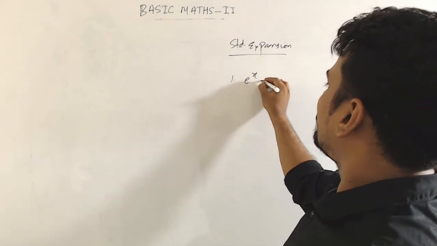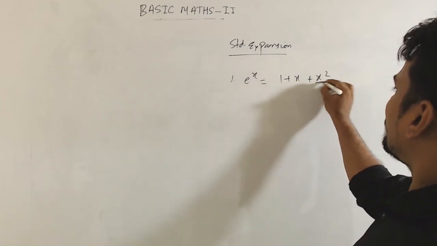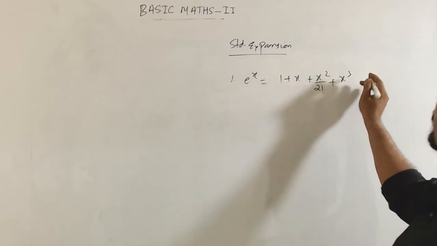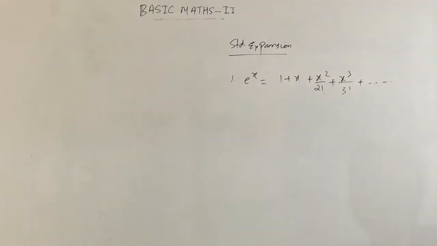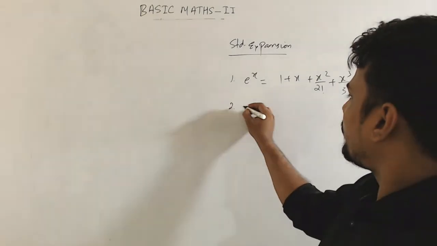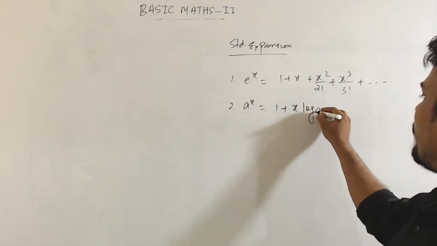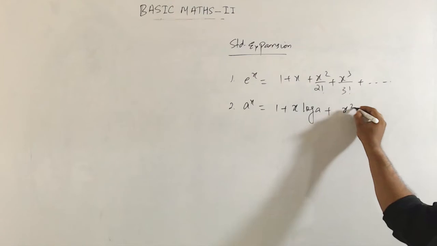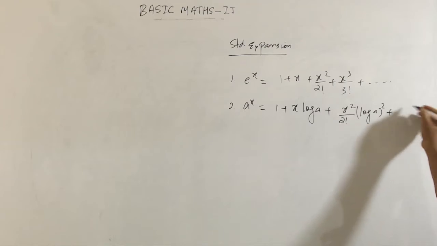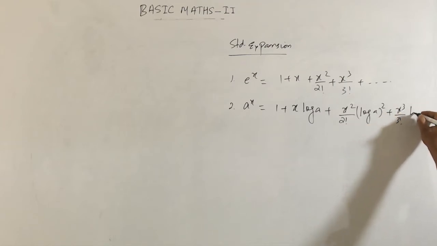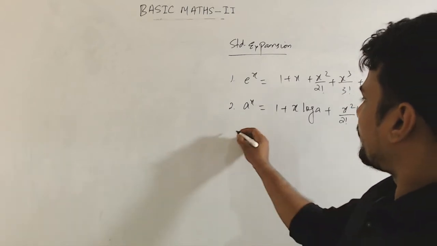Number one, e to the power of x. So this should be written as how much? 1 plus x plus x square upon 2 factorial plus x cube upon 3 factorial, and so on, so on, so on. All good? Number two, a to the power of x. That will be given as 1 plus x log of a plus, raising the power of x, x square upon 2 factorial, and we'll have log a whole square, and the next is going to be x cube upon 3 factorial log a to the power of 3, and so on, so on, so on. Okay, now what else can we know?